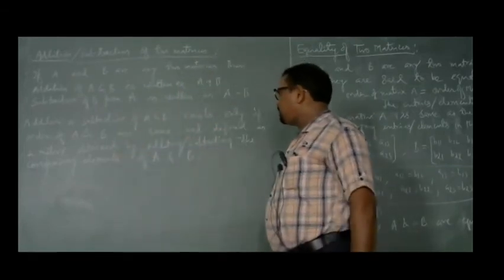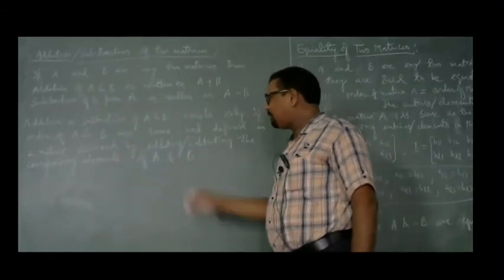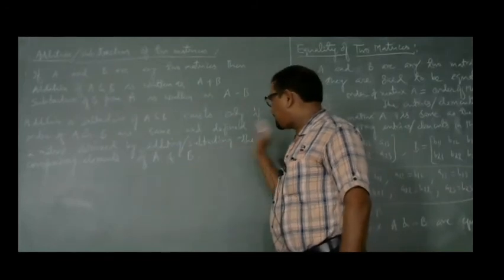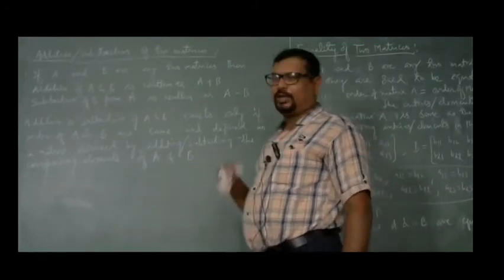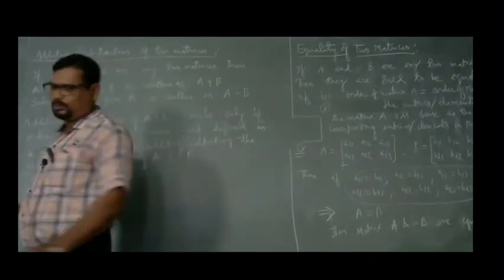Adding and subtracting: for addition we have to add, for subtraction we have to subtract. Corresponding elements of A and B. Let me explain by an example.